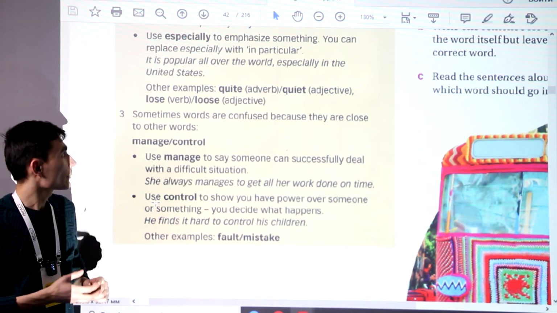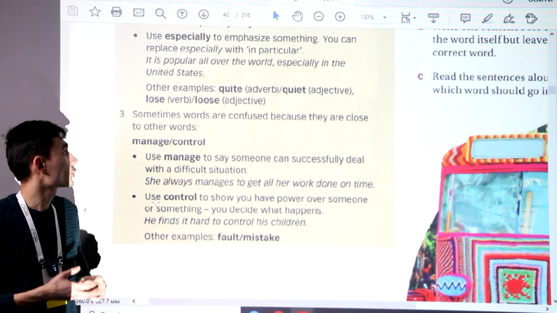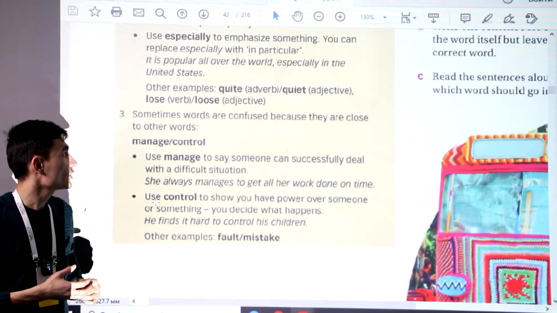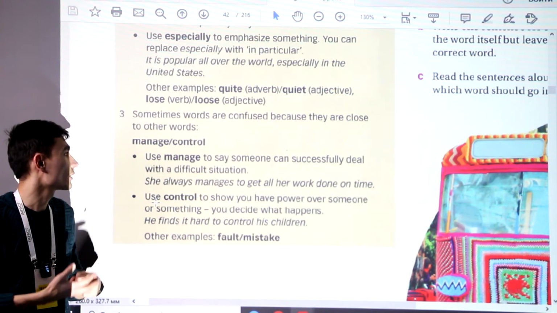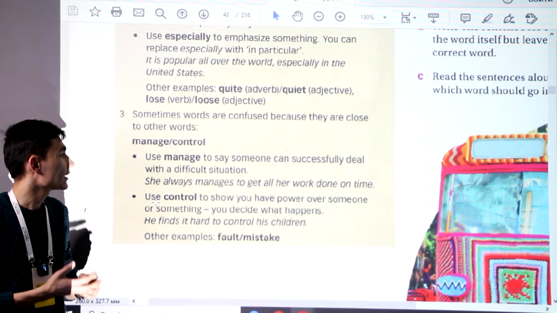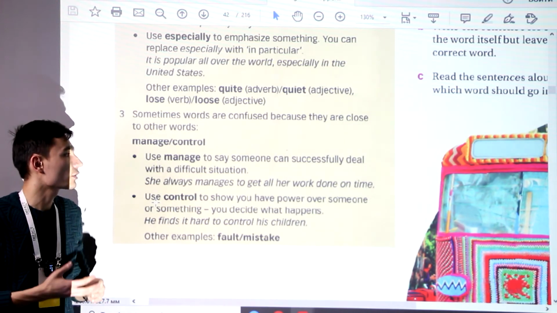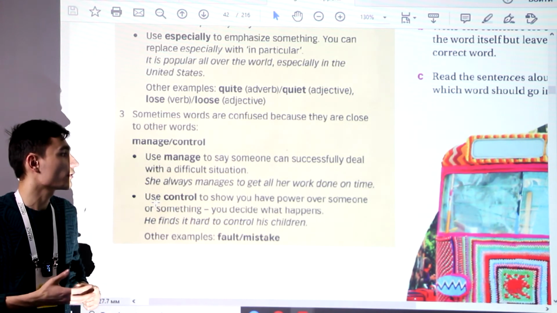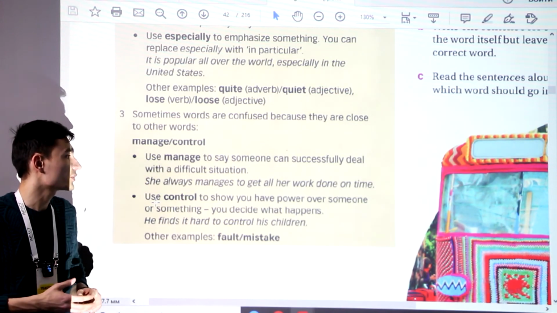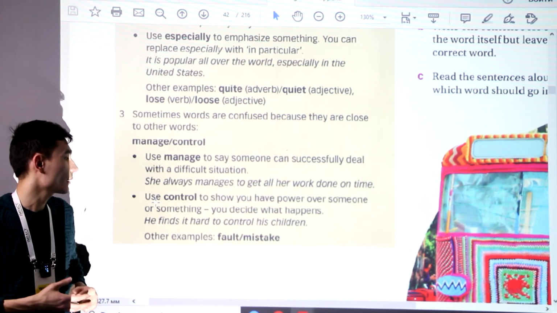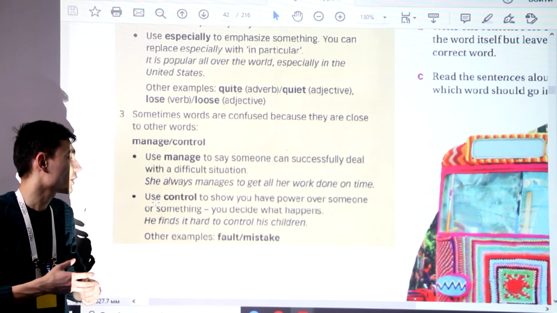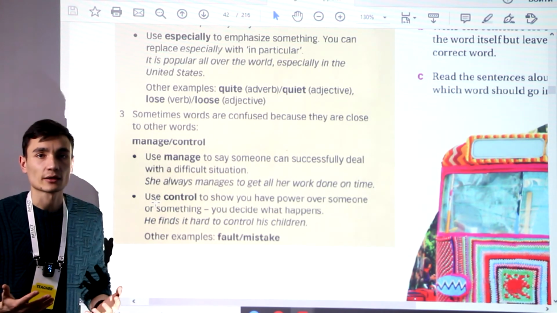And 3. Sometimes words are confused because their meanings are close to other words, and here the words are manage and control. Use manage to say someone can successfully deal with a difficult situation. An example is, she always manages to get all her work done on time. And use control to show you have power over someone or something. You decide what happens. And your example is, he finds it hard to control his children. And other examples are fault and mistake.